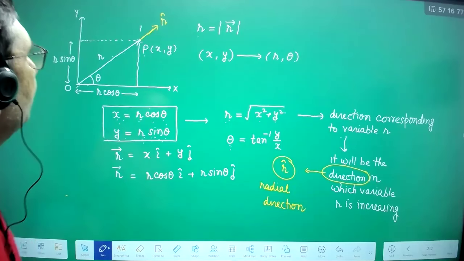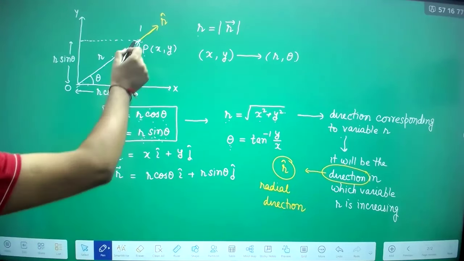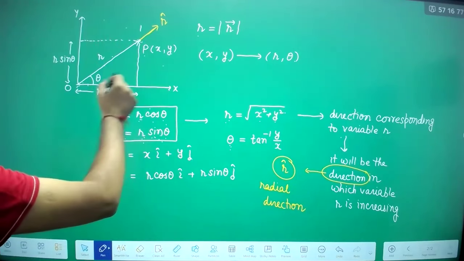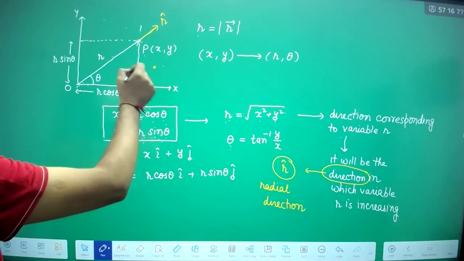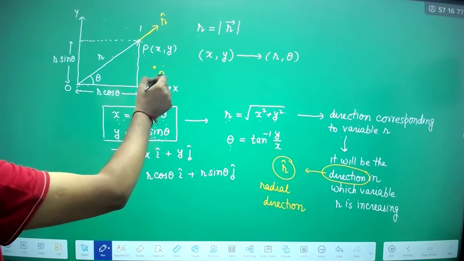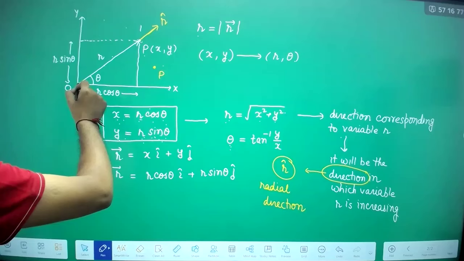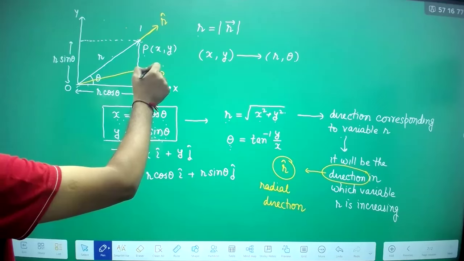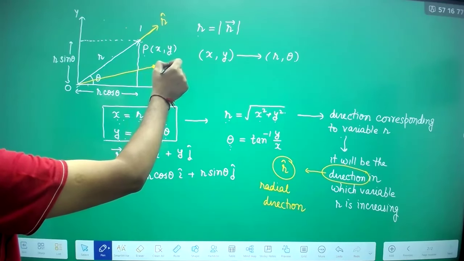Now, this point can be anywhere. Try to understand. This point may be here, this point may be here, this point may be here. Suppose this point P is here. Then what will be the radial direction? So this radial direction will be here. So here it will be the radial direction.